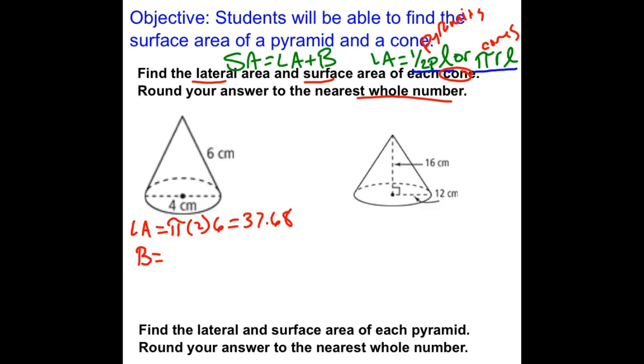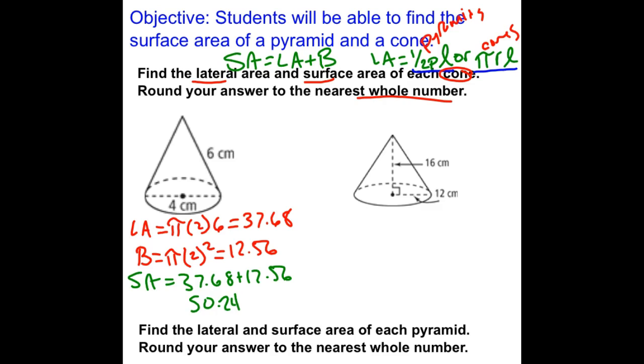We go on to the base, that's pi times the radius squared. Well, the radius is 2. Multiply that out, and we get 12.56. Now, surface area, we just add those two numbers together. We take 37.68 plus 12.56. If we're using 3.14 for our pi's, you get about 50.24. They do want your answer rounded to the nearest whole number, and they want the lateral and surface area. So lateral area is about 38 centimeters squared. I'm rounding that one. And surface area is about 50 centimeters squared. I rounded that one as well.